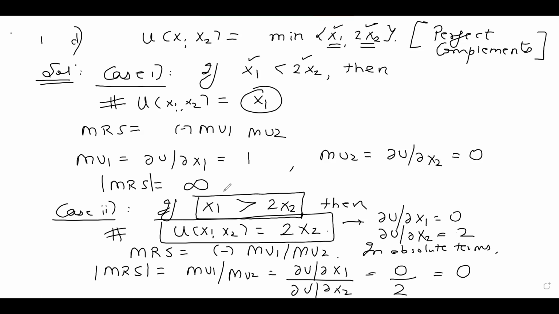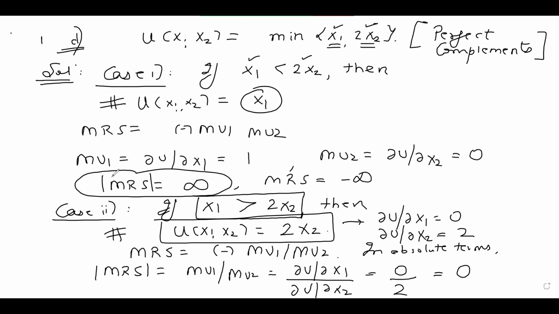So guys, in part D also, my MRS in general was minus infinity, but I am looking at the absolute value of it. Similarly, here also, MRS is 0, and the absolute value is also 0. Here we look at the absolute number of MRS. I hope that students have understood this. Then let's look at question 1, part E.